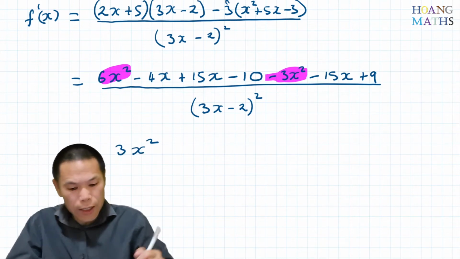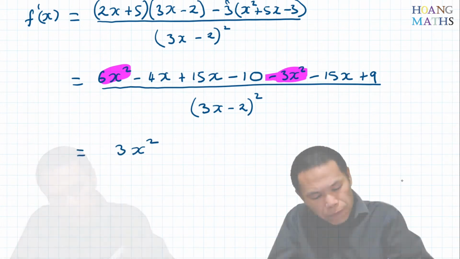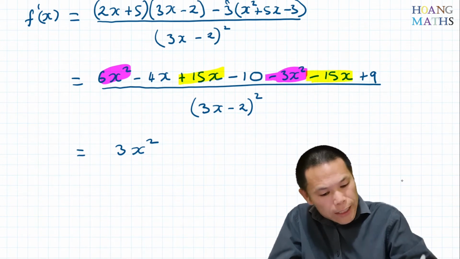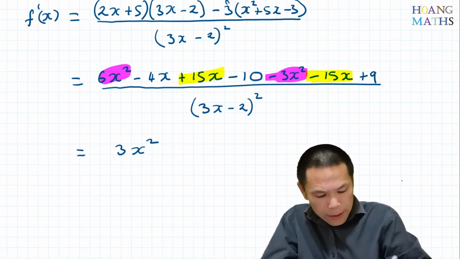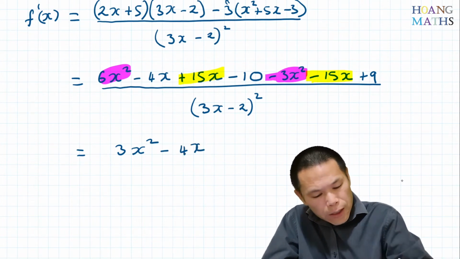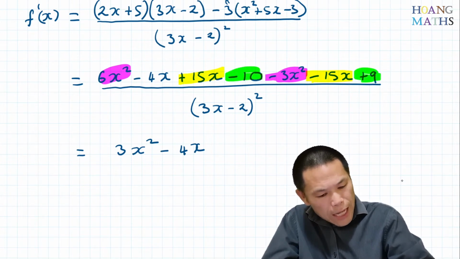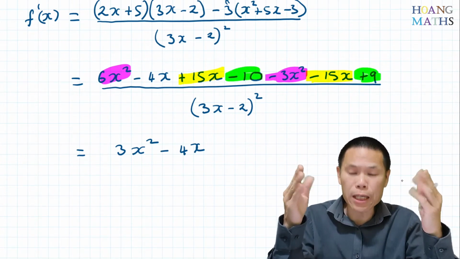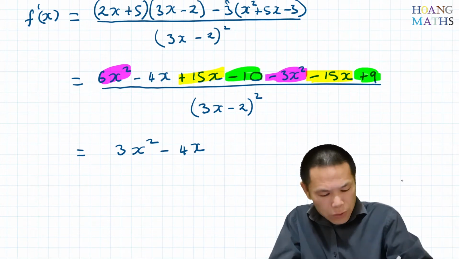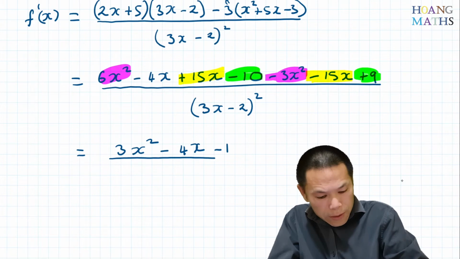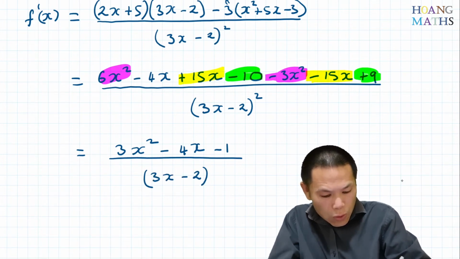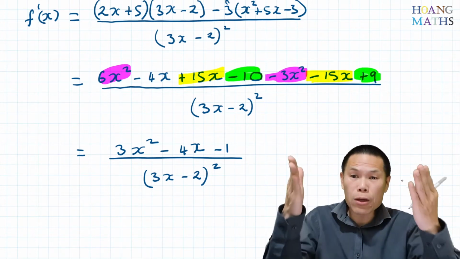3x squared. And now we have 15x and minus 15x. So it disappears. So we're left with minus 4x. And we have negative 10 plus 9. So negative 10 plus 9 is minus 1. So we just write minus 1. And that's it. So that will be over 3x minus 2 all squared. So there you go.